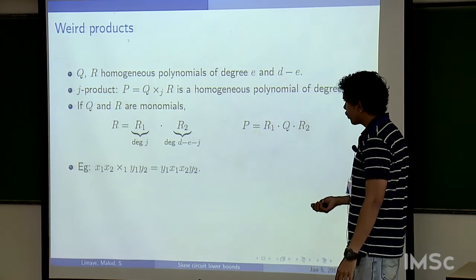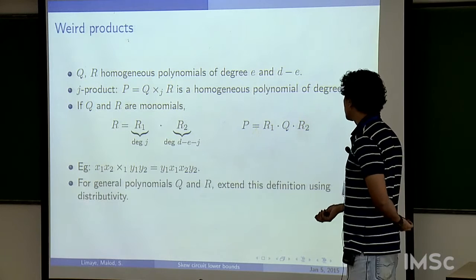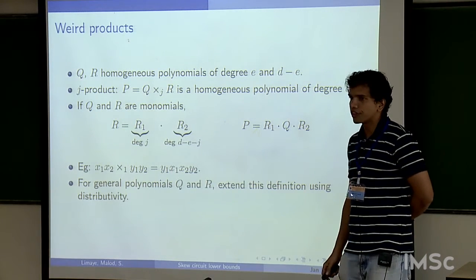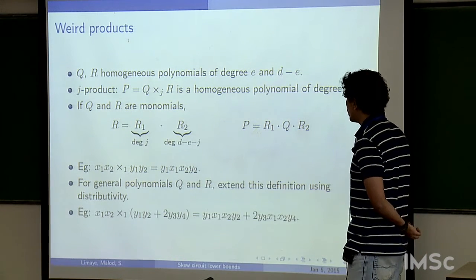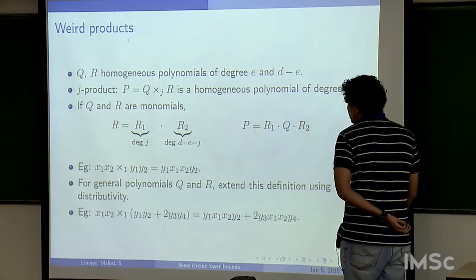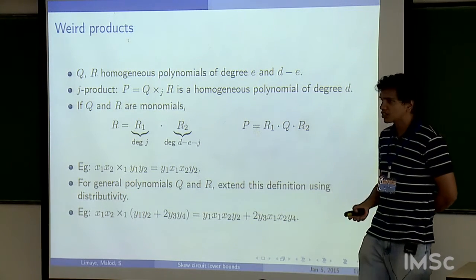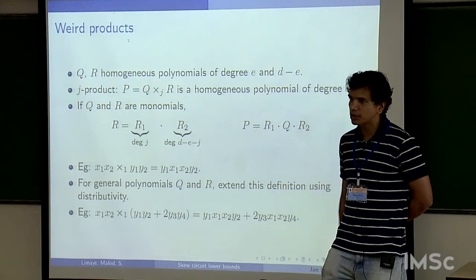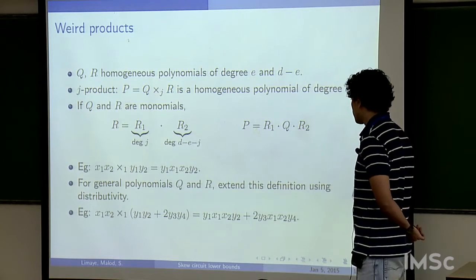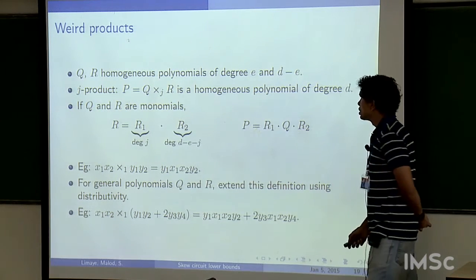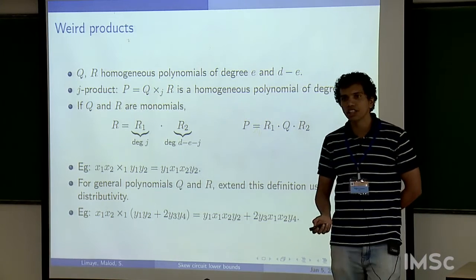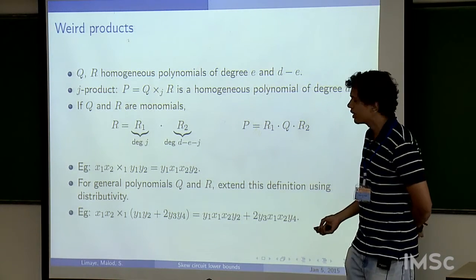Okay? And this is for monomials. How do I extend it to polynomials? Well, I just extend it using distributivity. So suppose I have x1, x2 times the sum of two monomials. I just break up the product with the sum as a sum over products, and I just multiply out. Okay. So in terms of these products, I can tell you what the decomposition lemma for skew circuits is like.